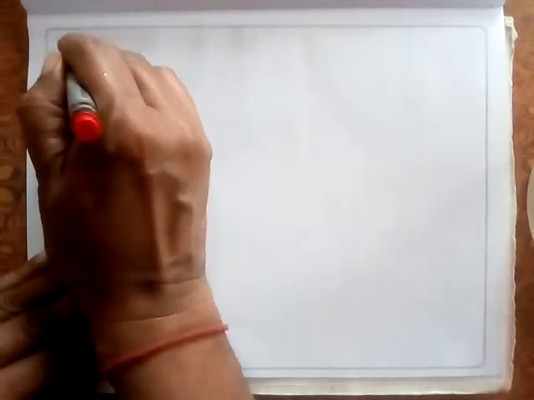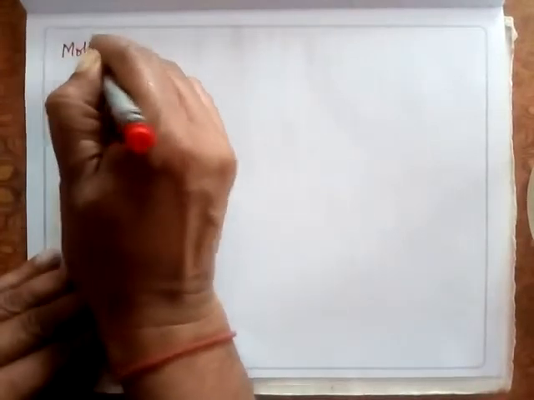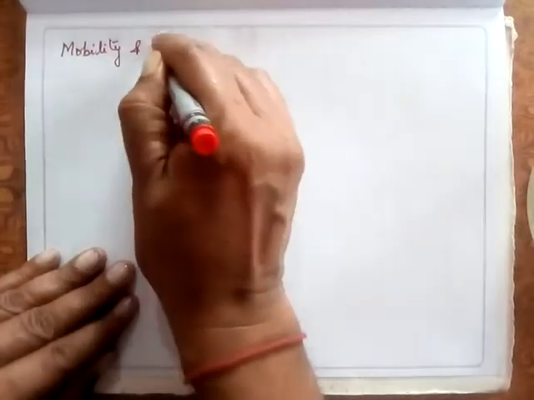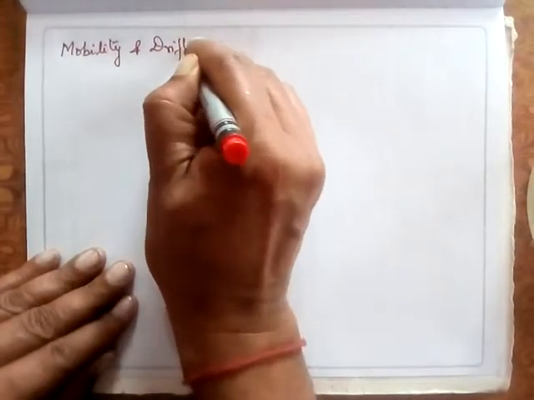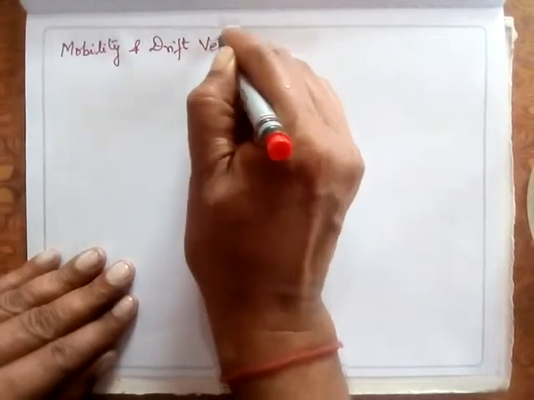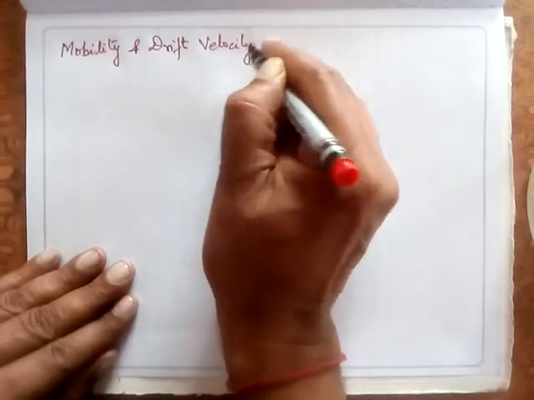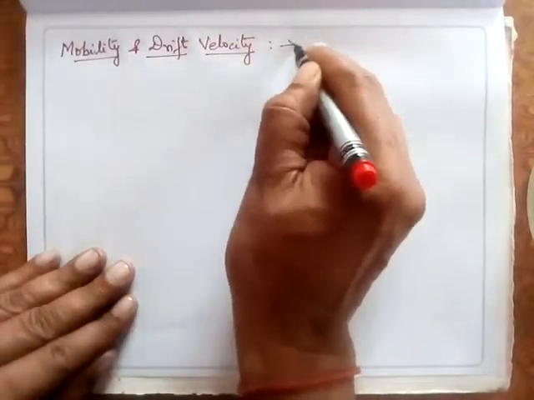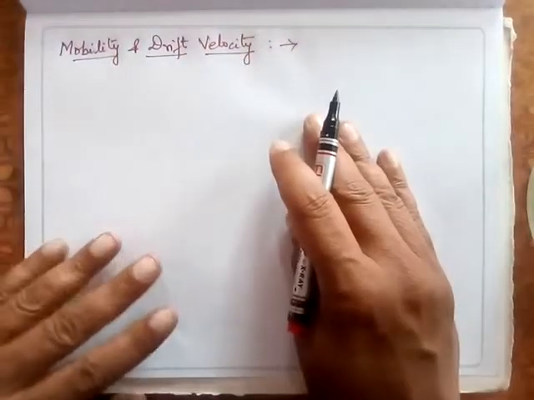mobility. The next topic is mobility and drift velocity. What do you mean by these terms? Then I'll move to semiconductors straight away. What do you mean by mobility and drift velocity?